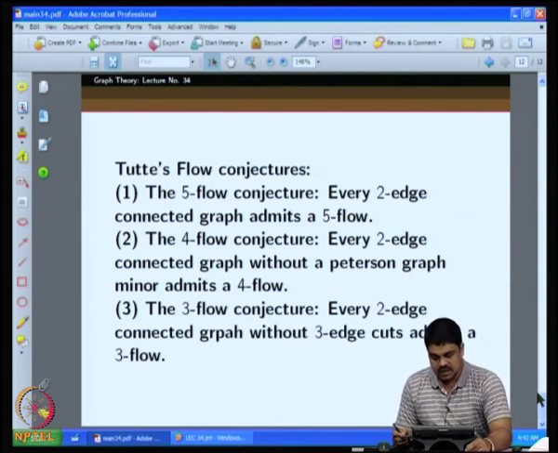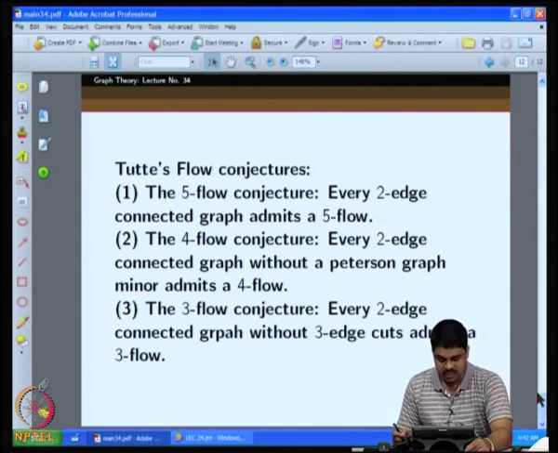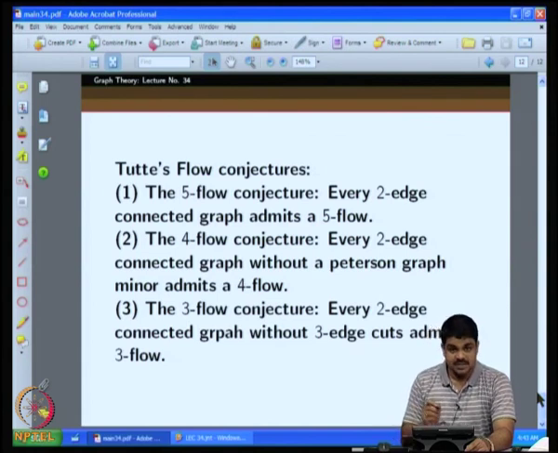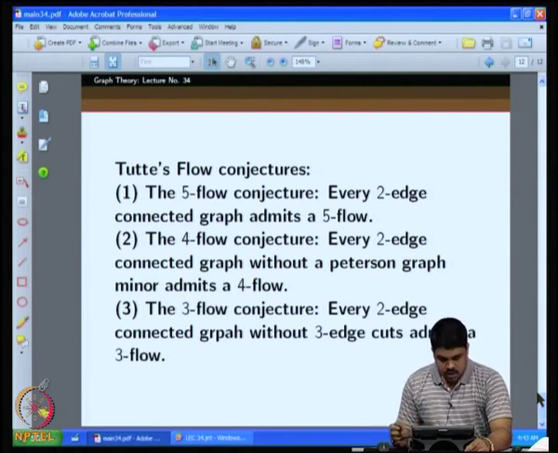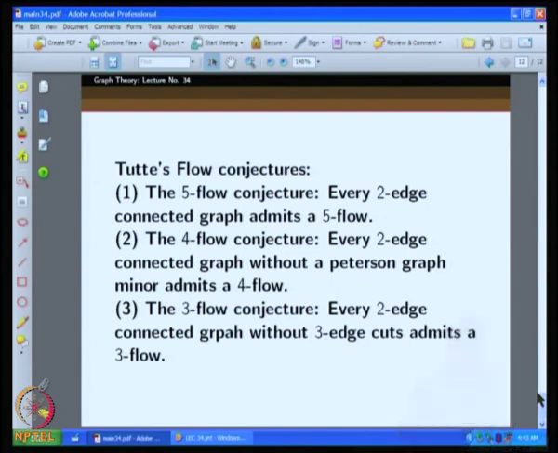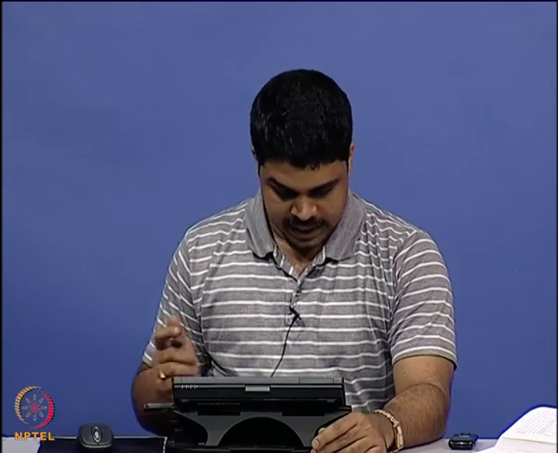He says every 2 edge connected graph admits a 5 flow. This is the 5 flow conjecture. It is known that every 2 edge connected graph admits a 6 flow; whether it admits a 5 flow or not is still open. The 4 flow conjecture says every 2 edge connected graph without a Petersen graph minor admits a 4 flow. And the third conjecture, the 3 flow conjecture, says every 2 edge connected graph without 3 edge cuts admits a 3 flow. These are very significant open problems in graph theory.